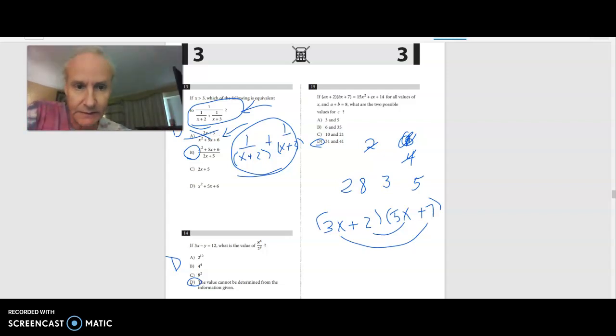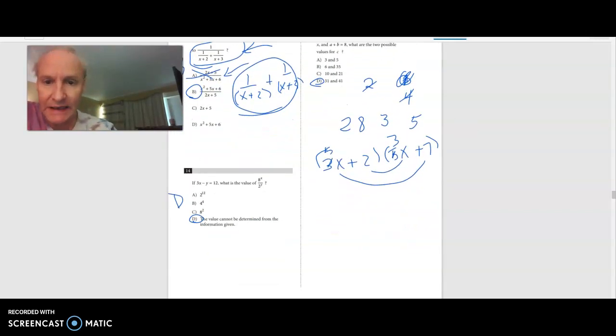Looks like that might be it, and I'm going to check the 41 as well by putting a 3 and a 5, and sure enough, 35 and 6 makes 41. There it is. And I still have some time to come back to the other one.